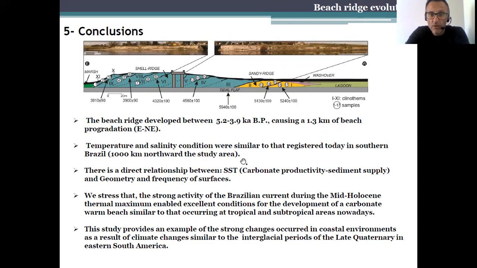The conclusions are that the ridge reached its paleo-position between 5.2 and 3.9 kilo-years BP. The temperature and salinity conditions are similar to other ridges today in southern Brazil. There is a direct relationship between sea surface temperatures and the geometry and frequency of the surfaces. We stress that the strong activity of the Brazilian current during the mid-Holocene thermal maximum enabled excellent conditions for the development of carbonate warm beaches similar to those occurring in tropical and subtropical areas nowadays. And this study provides an example of the strong changes occurring in coastal environments as a result of climate change, similar to interglacial periods in the late Quaternary of South America.